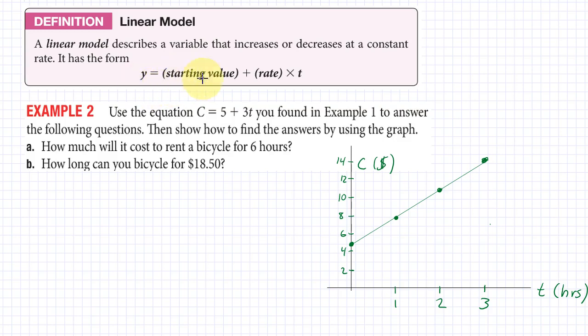Y equals the starting value, which is what you get when t equals 0, plus the rate of change times t. So anything like that is going to be linear. So for example, we had the starting value of $5 plus the rate of change was $3 per hour. And anytime you have a rate, you're going to have some kind of units of something per something else. So you do dollars per hour times hours in this case to get the number of dollars you pay for those hours. So that's that.